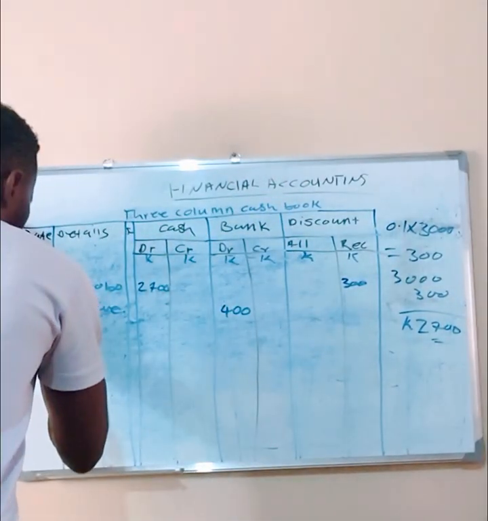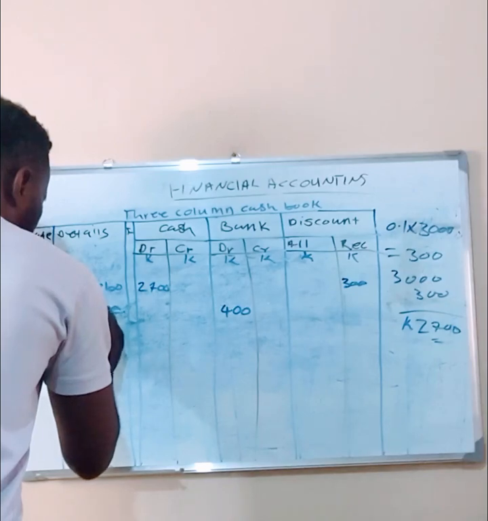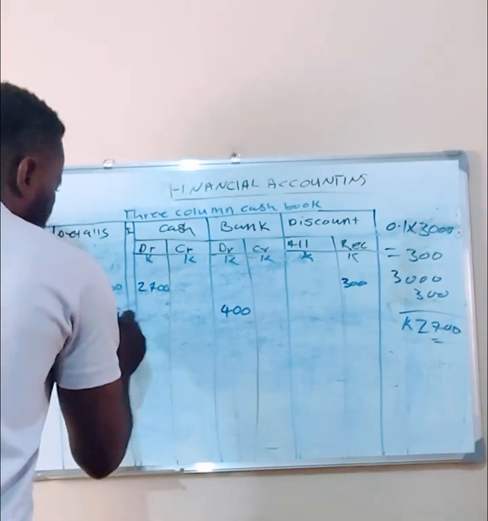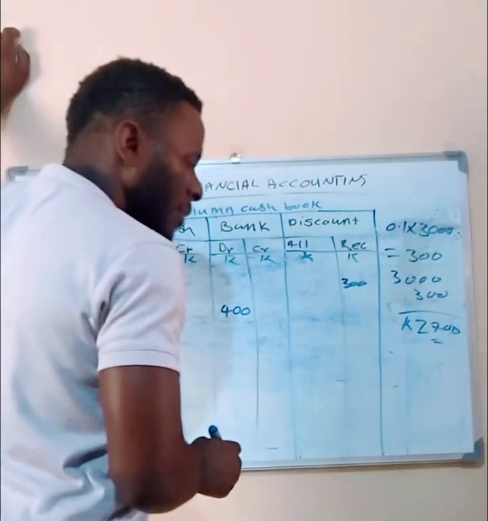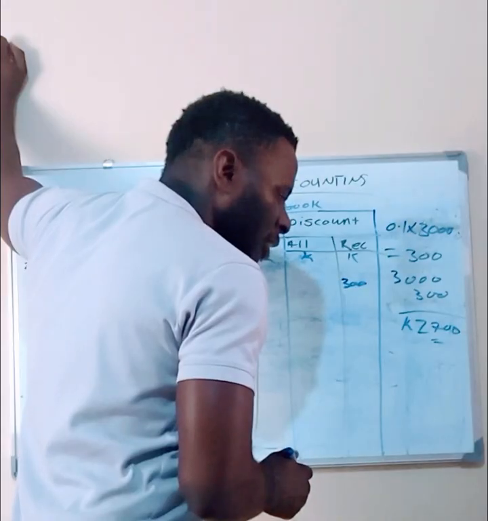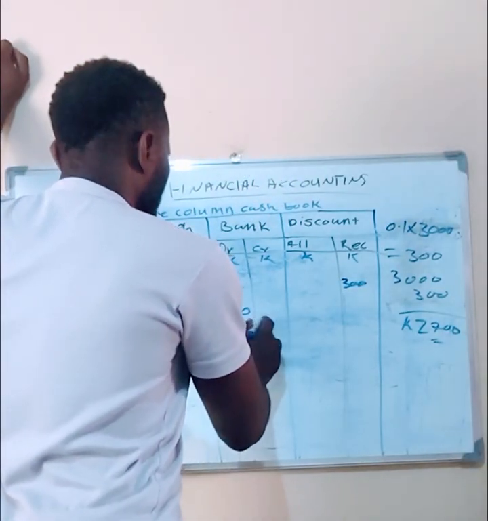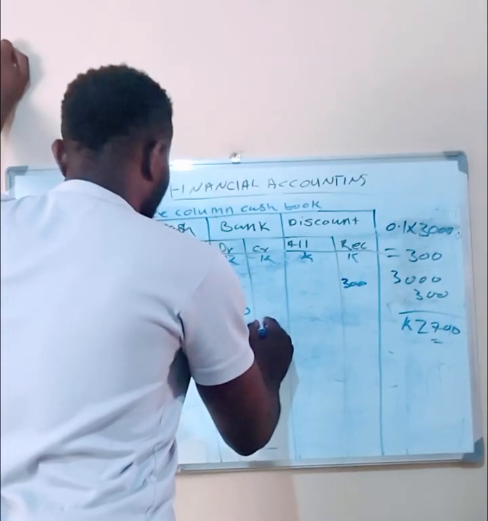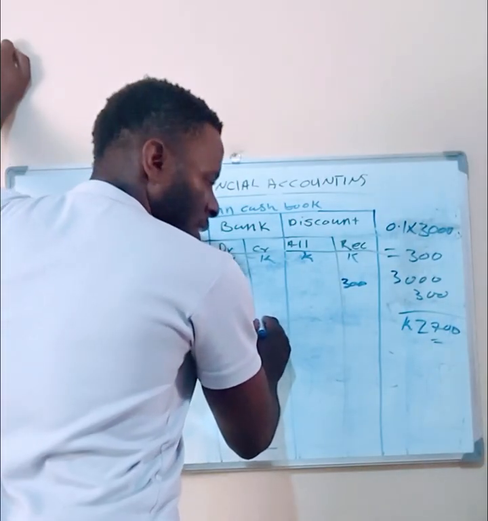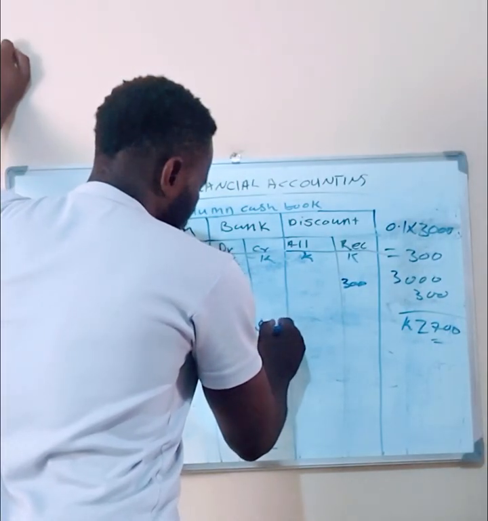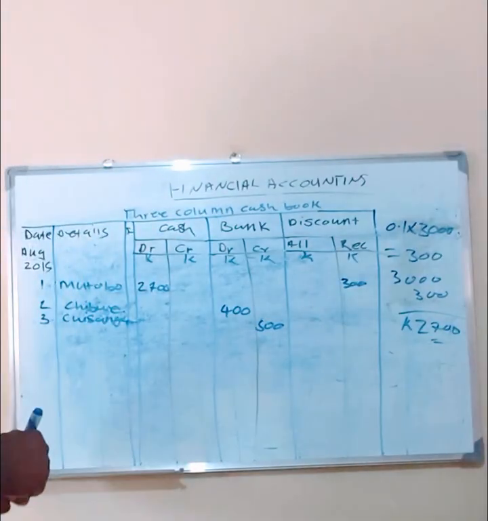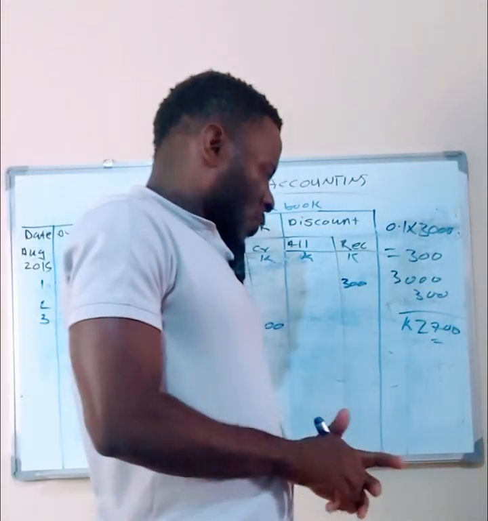So on the page, it's Kisanga here, who received an amount of 500 by check. We are the ones giving. Check is the bank account, so we are the ones giving the credit, 500. Simple.